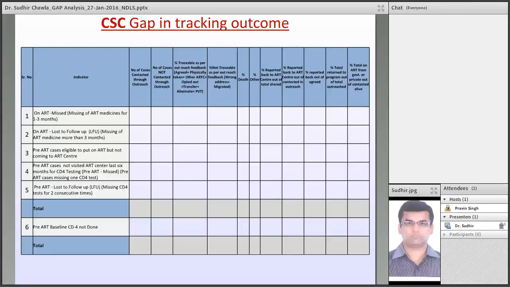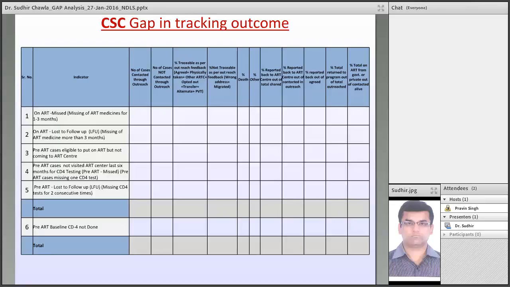This sheet we have prepared just for the analysis. This is not the actual sheet which is being shared and in which the feedback is being shared by VIHAN. This table is prepared for the gap analysis only. Just put down those who are actually visited and those who are not visited, so you will understand that this many patients are pending to be visited.